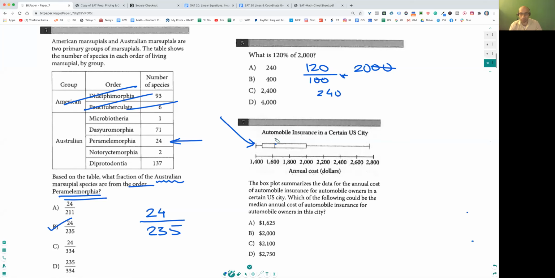So this 7 problem over here, that's the idea of box plots. If you don't know box plots, it's part of the usual syllabus.